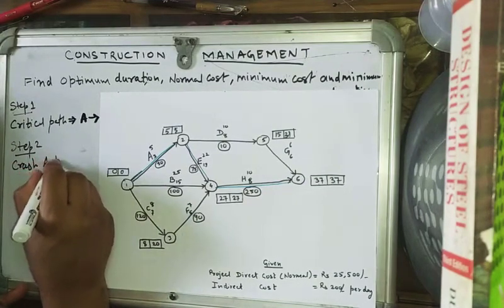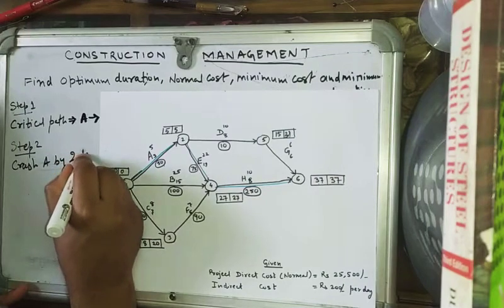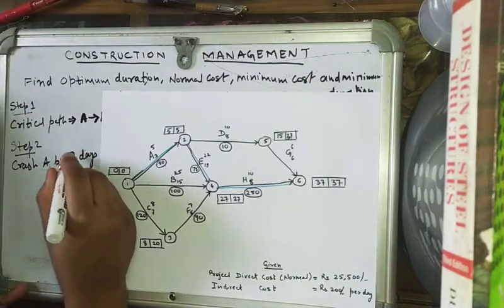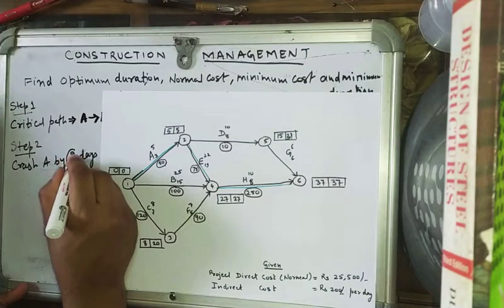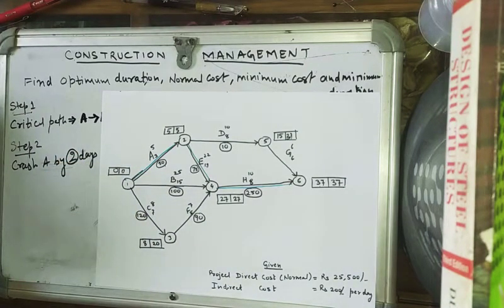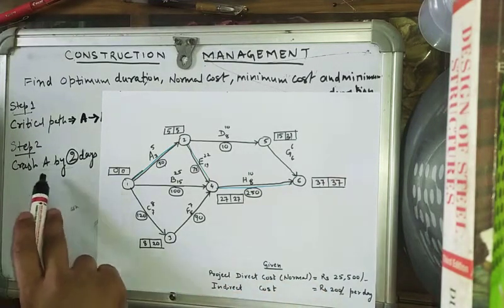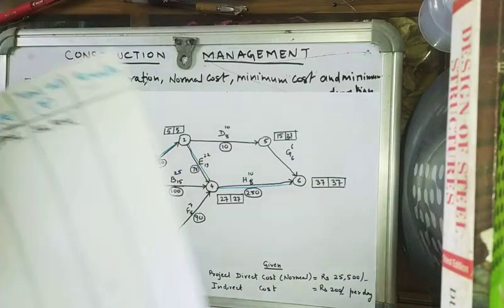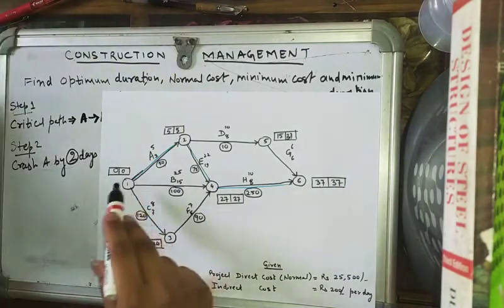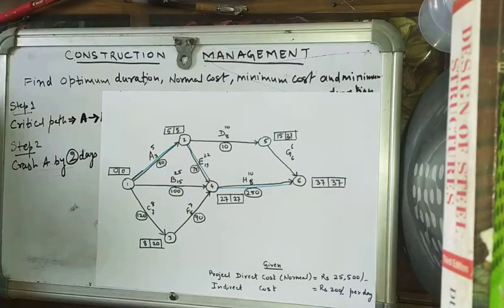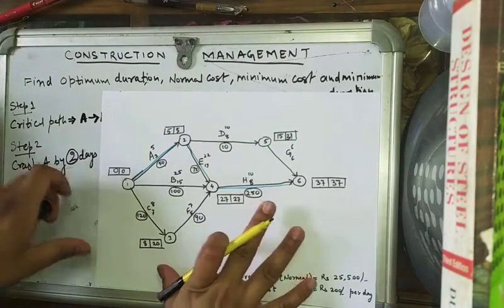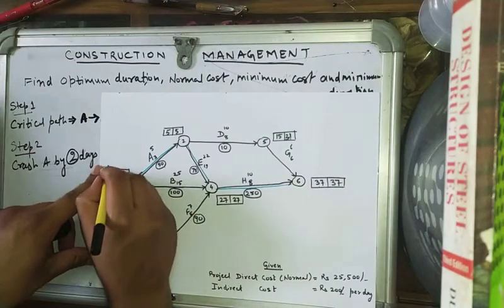So step 2 will be: crash A by 2 days. We can also crash A first by 1 day, then again by another day. But to do this problem faster, we are crashing A by 2 days. So if we crash A by 2 days, then this entire time will change. We will calculate EOT, LOT. This is how we write.